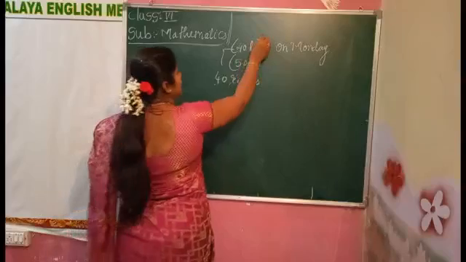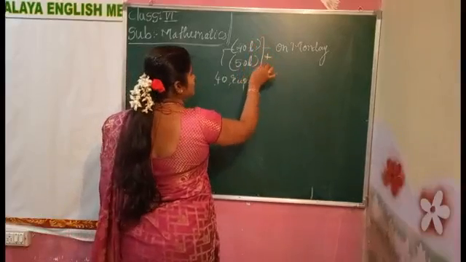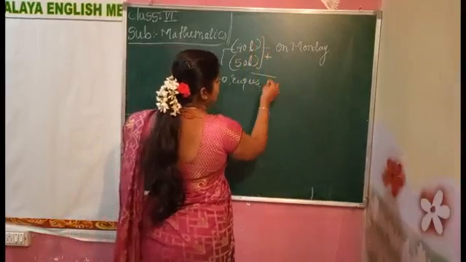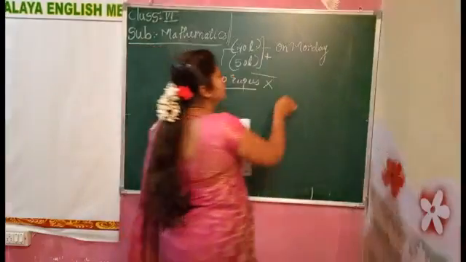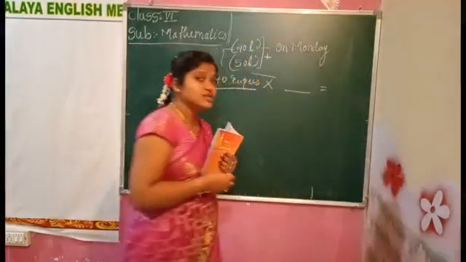What do we have to do? We have to first add these two. After that, whatever outcome we get, multiply with this number. You will get the answer.